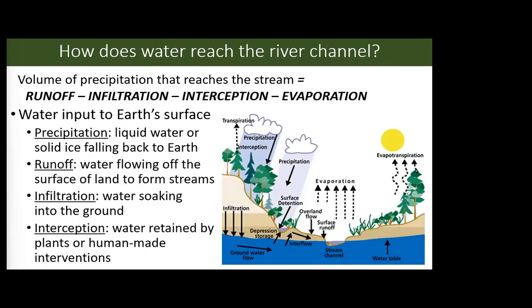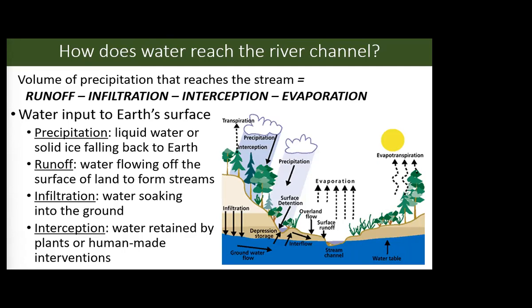So we have this equation that we use, a real basic equation that can be applied to any stream channel that you want. So you have the volume of precipitation that gets to the stream on one side. Now you have on the other side runoff, which is water that runs over the land surface. Infiltration, water that gets into the soil and infiltrates the soil.